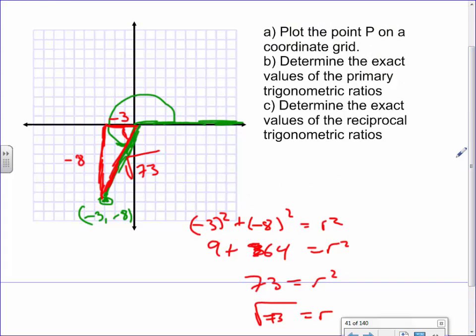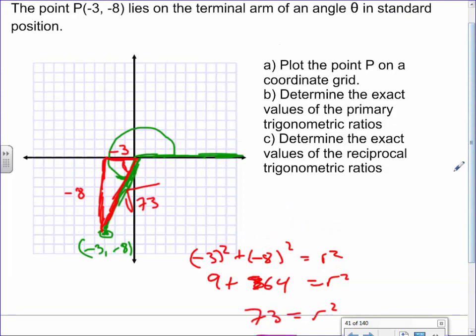Okay. Let's write out our 6 ratios. We'll start simple with the ones we're familiar with. So sine. Sine used to be opposite over hypotenuse. But in a system like this, where we're plotting it on a grid, it's no longer opposite and hypotenuse so much as it is y and r. Does that make sense? So the opposite to this little reference angle right here would be the -8, which was the y value. So it's going to be -8. And then what used to be the hypotenuse is now the radius, and the radius is root 73. So there, that's what sine of theta would be equal to.